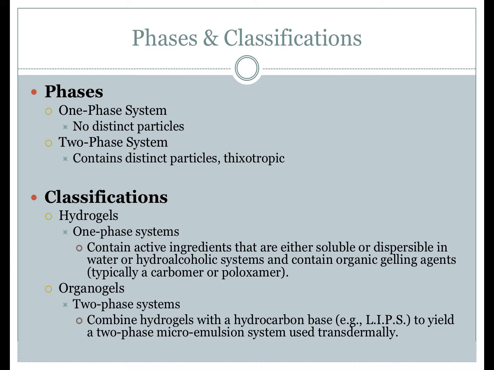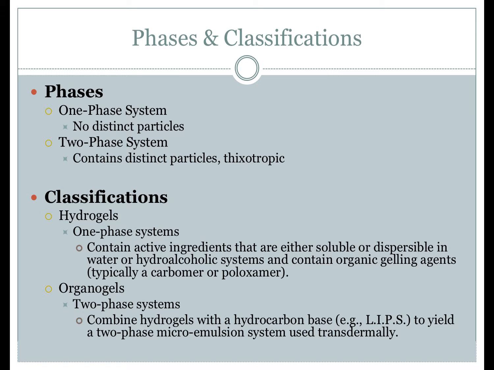Gels can also exist as two-phase systems. A two-phase system occurs when we can see distinct particles dispersed within the final gel. Two-phase systems are sometimes referred to as thixotropic, meaning they are semi-solid on standing, but liquefy when shaken. An example of a two-phase gel would be the commercial product for milk of magnesia or aluminum hydroxide gel.